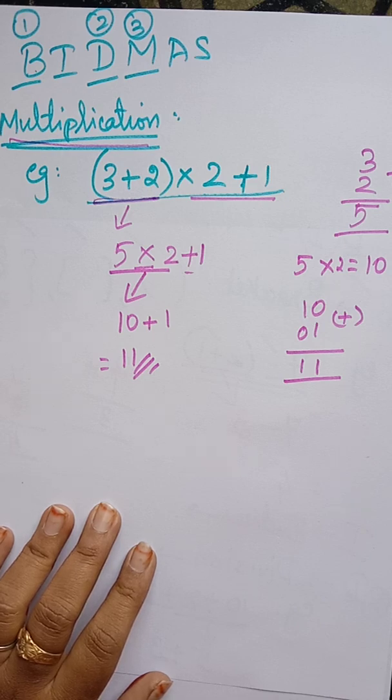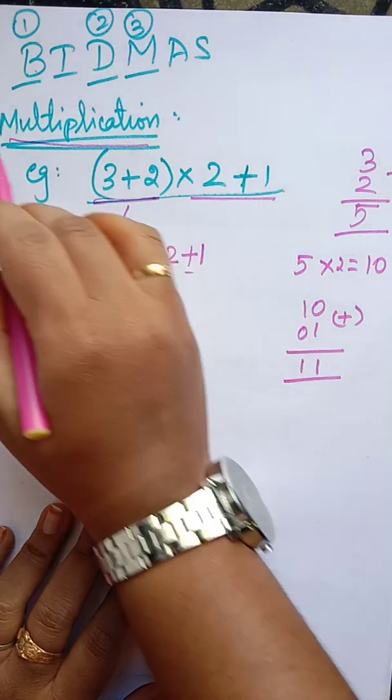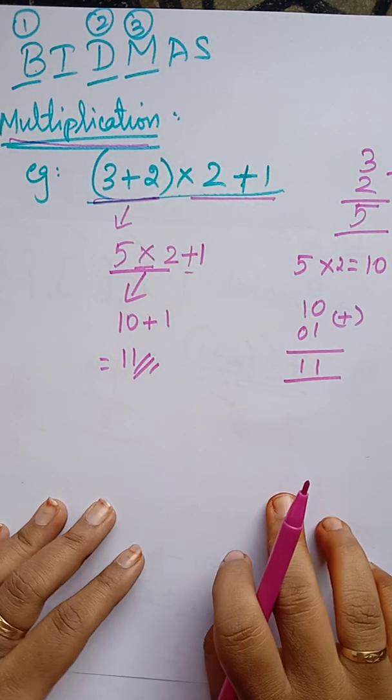Then the second one is integer. We are not going to see that either as integers, so we can leave it. Then the third one is division. So division, D means division. After division we are going to see multiplication. Now we have completed till the third one, that is multiplication.